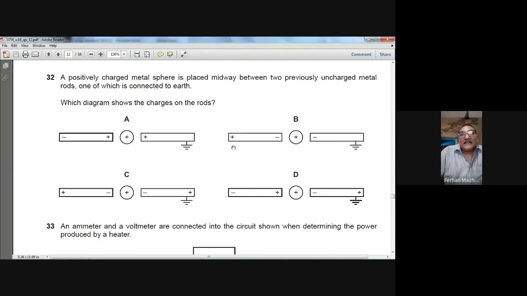So on the other end, on the left side of this rod, a positive charge should appear, and on this side also a positive charge should appear, but you have connected it with Earth. So electrons will come onto this positive charge and neutralize it. So B is the right figure. For question number 32, B is the right option.